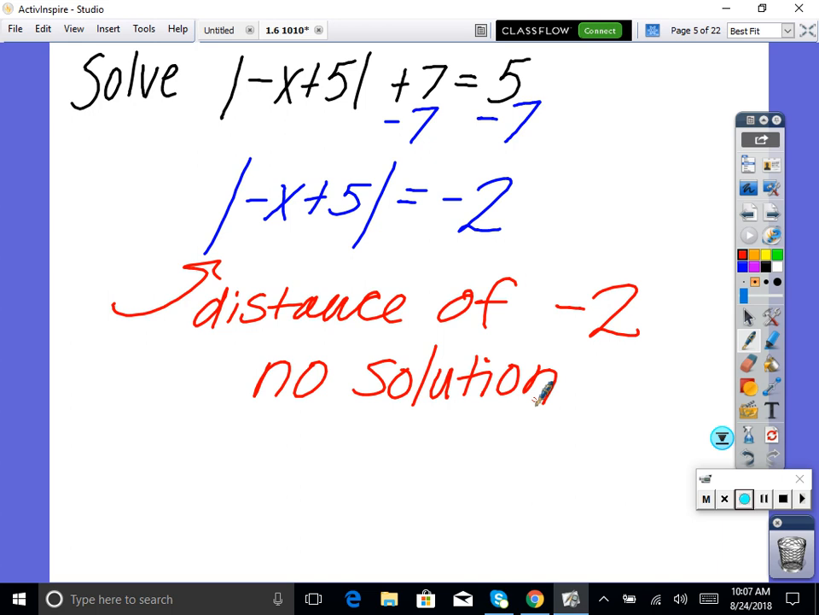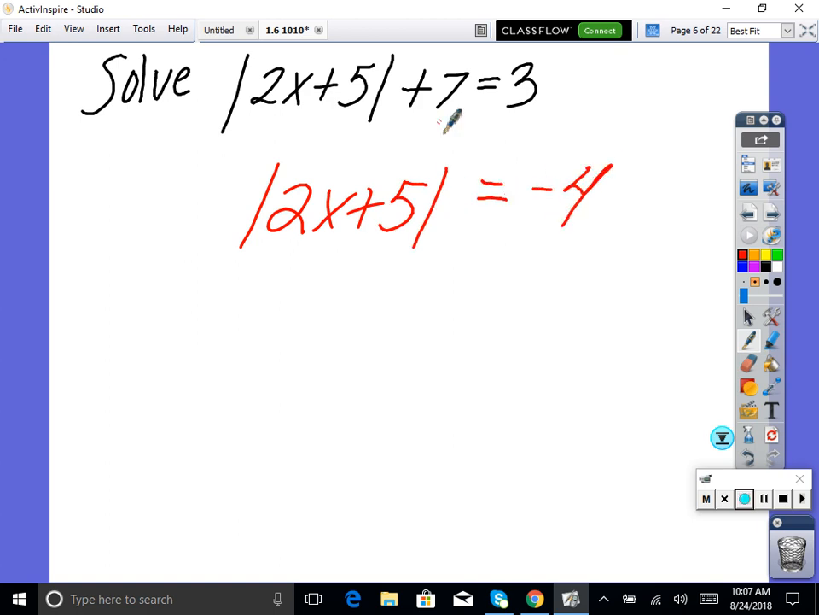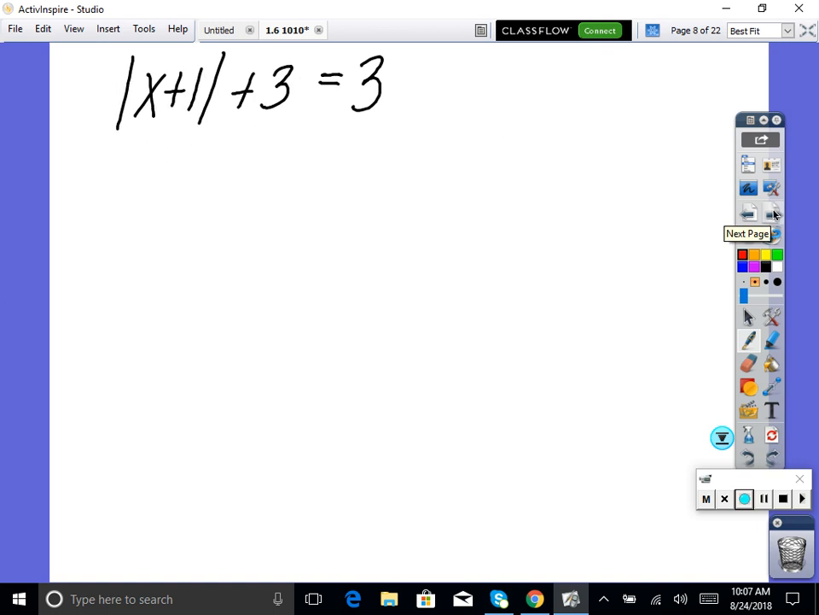So, look at this one. What would I do? Subtract 7, and I would get negative 4. No solution. You can't have a distance of a negative. So 2x plus 5 is equal to negative 4, because we subtracted 7 over. Because we have a distance of negative 4. There can't be negative distances. Okay, what about this one? No solution, right? We can't have a distance of negative 2. Don't mess that up on the test.